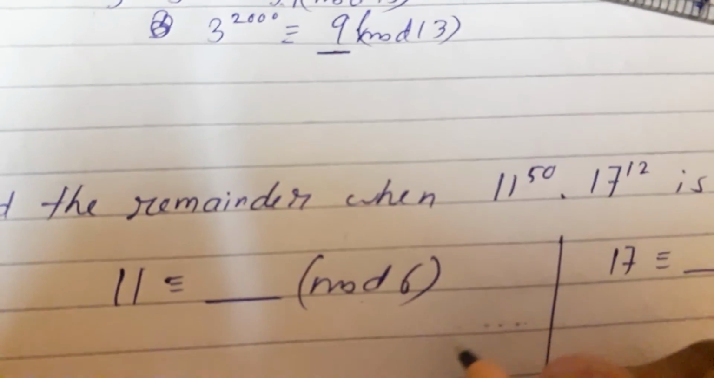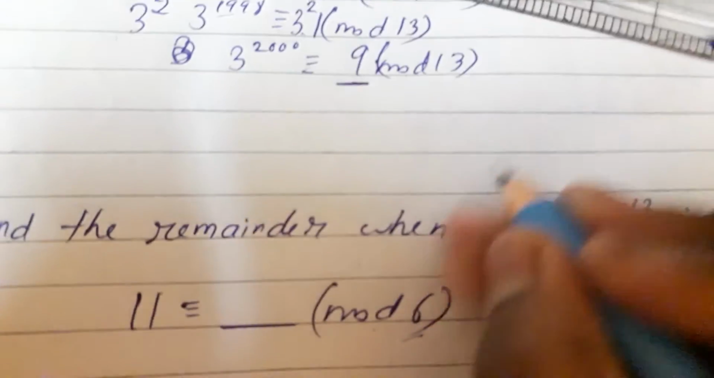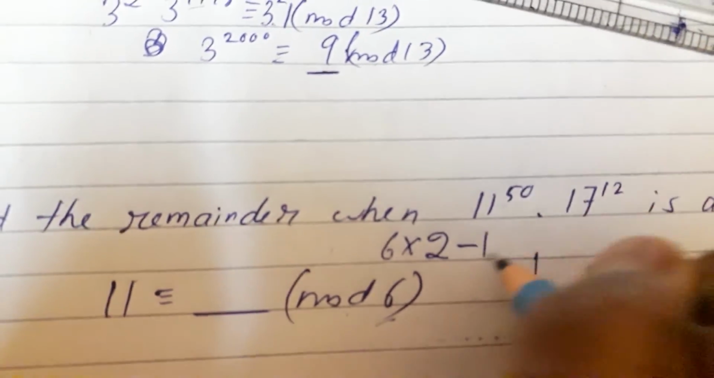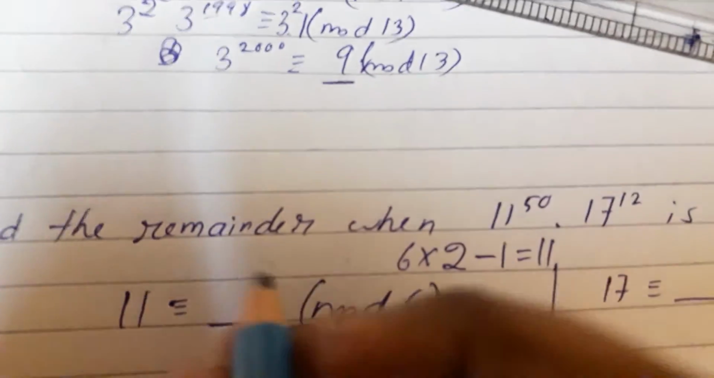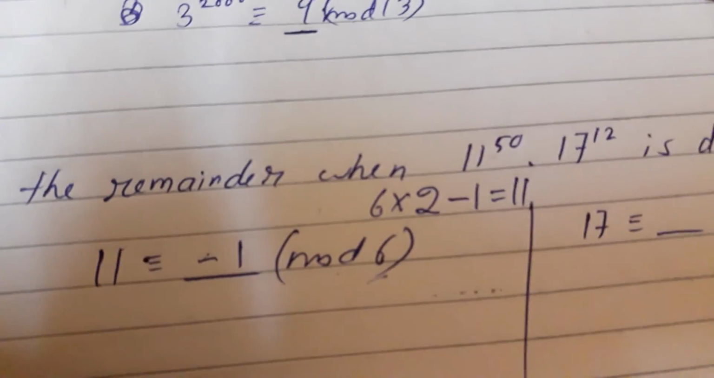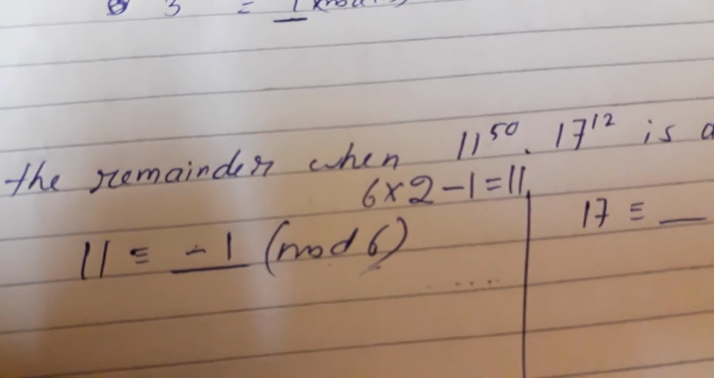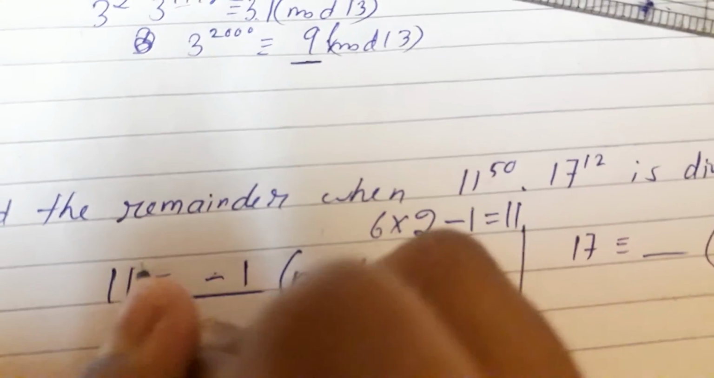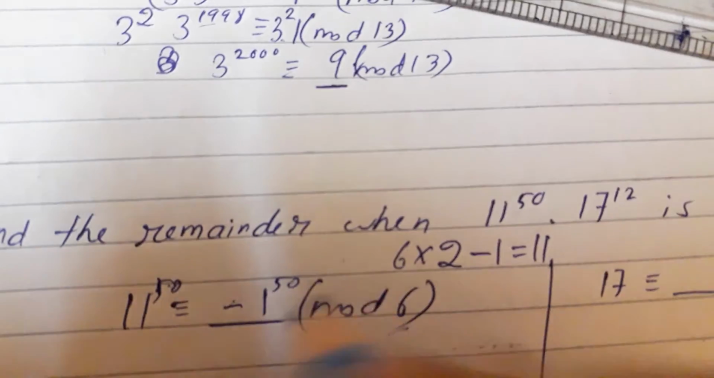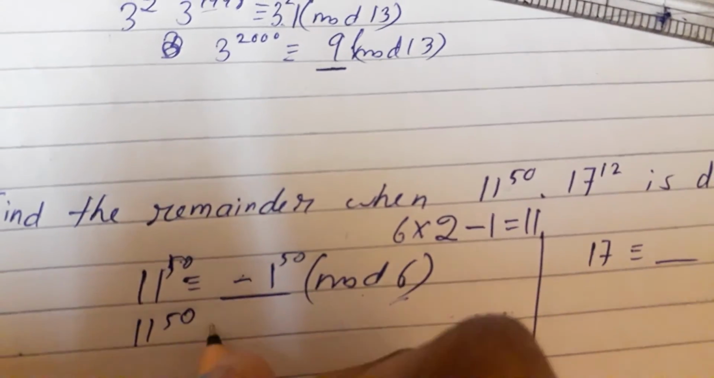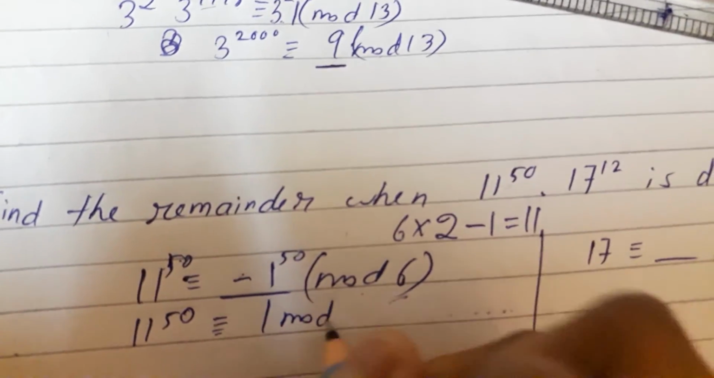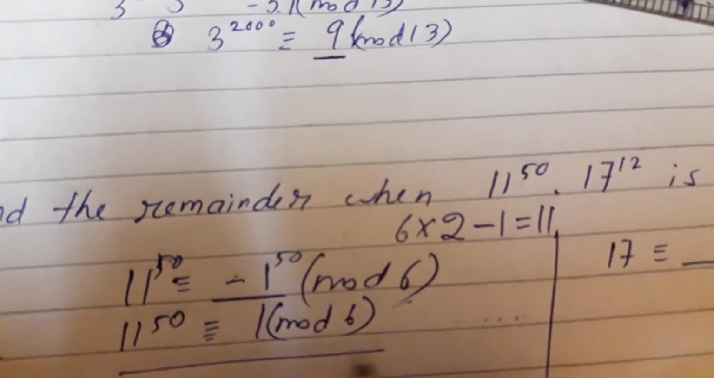Now see, in this case 6 is the divisor, so 6 into 2, you all know, that is 12, minus 1 will come 11. So in this case the remainder will be minus 1. I have already told you that always try to bring 1 and minus 1 here. If we take here 50, then minus 1 also to the power 50, then you will get 11 to the power 50 congruent to 1 modulo 6.